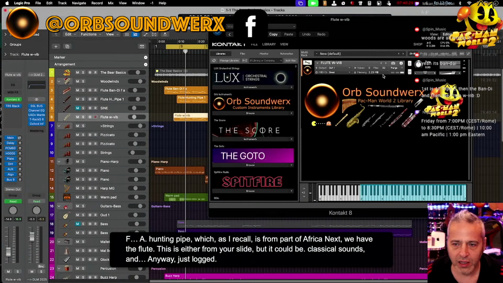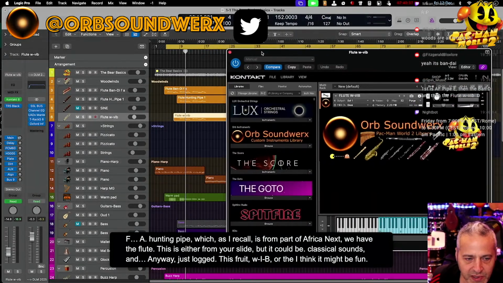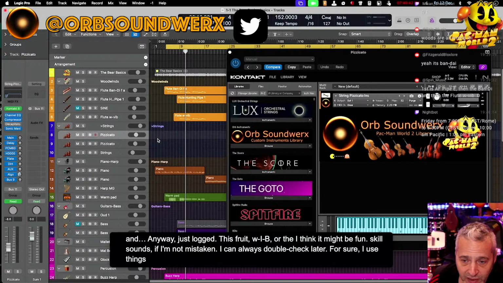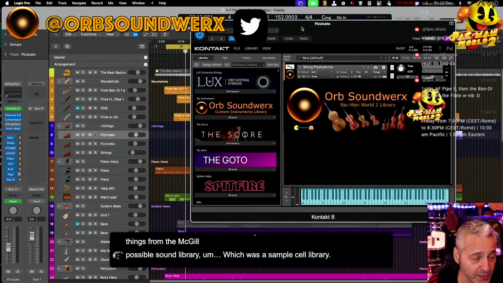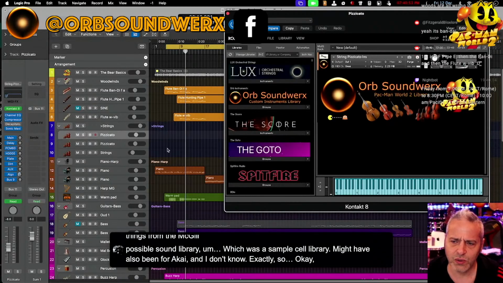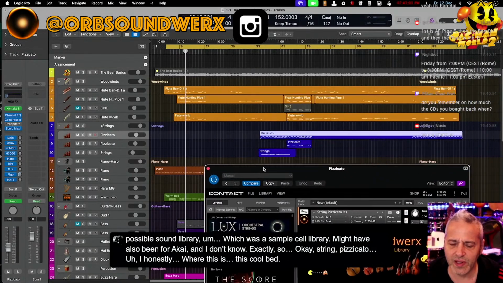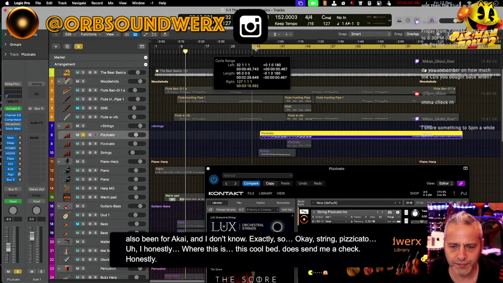Anyway, just log this flute with vibrato. I think it might be from the McGill Sounds, if I'm not mistaken, but I can always double check later. For sure, I use things from the McGill Classical Sound Library, which was a sample cell library. Might have also been for Akai. I don't remember exactly. So, okay, string pizzicato. I honestly don't remember which library this is. This could have been the Sidliacek. Let me just listen to it also.